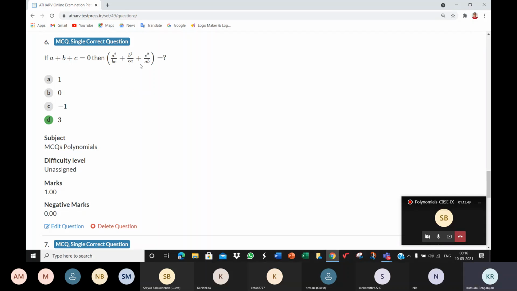In the same lines, the least common denominator is ABC. You can take a different common denominator also. You will get the same answer, 3.